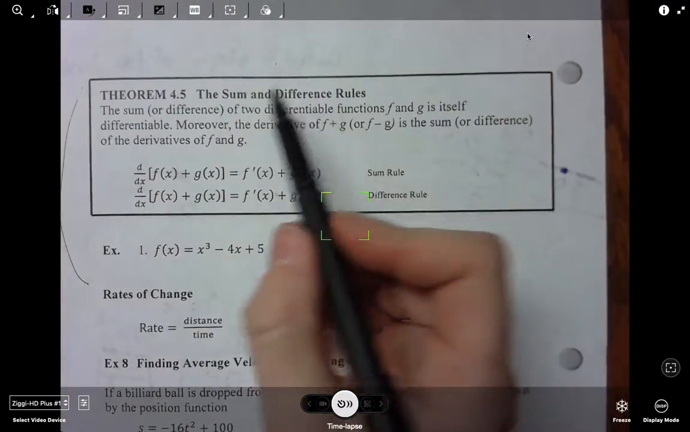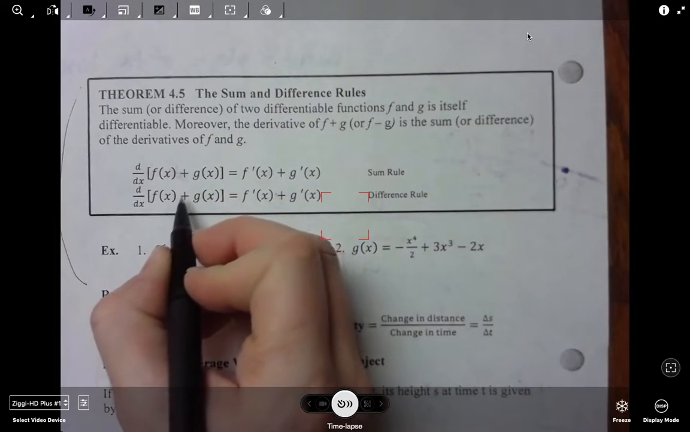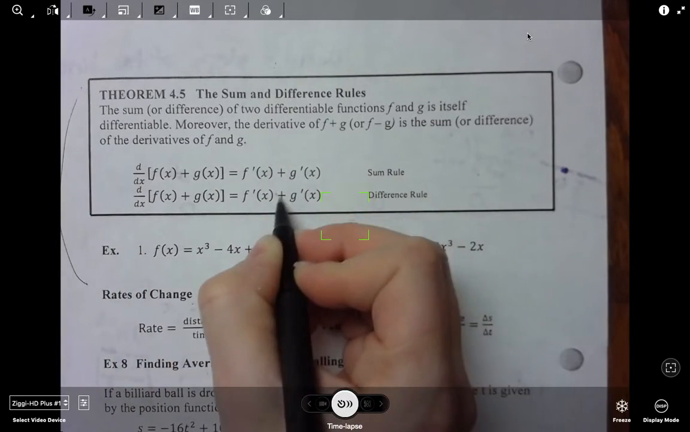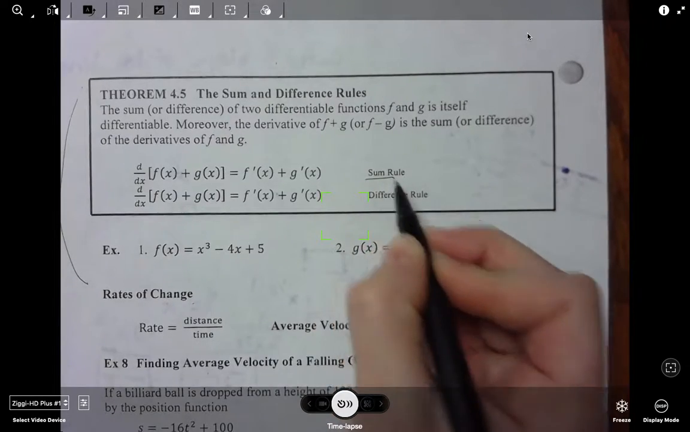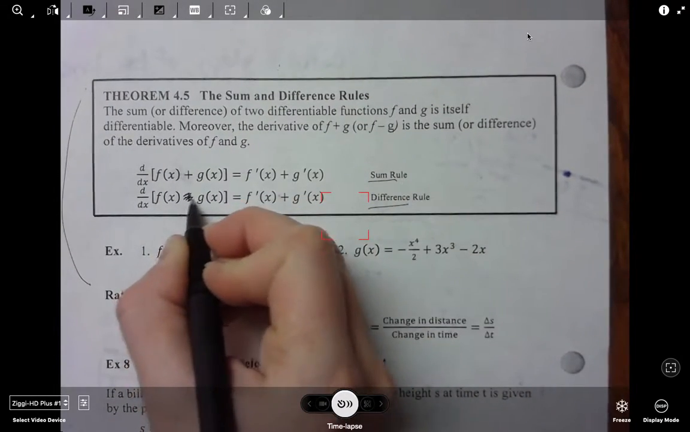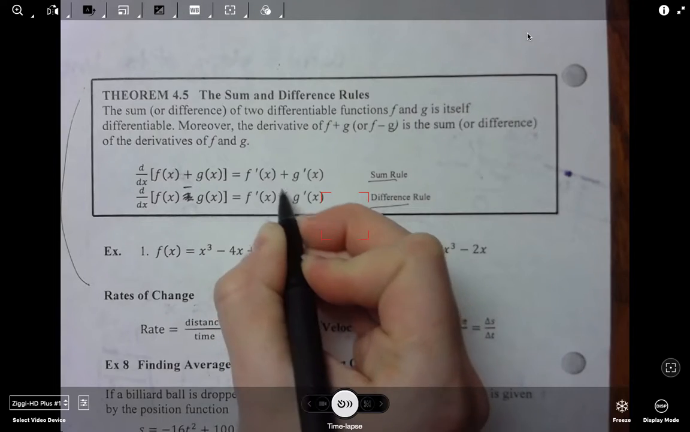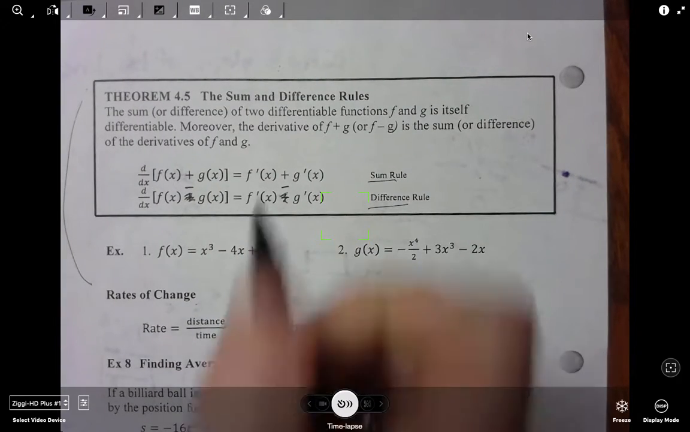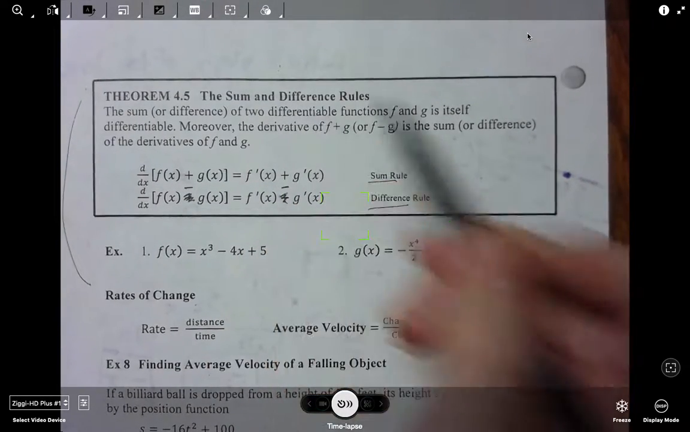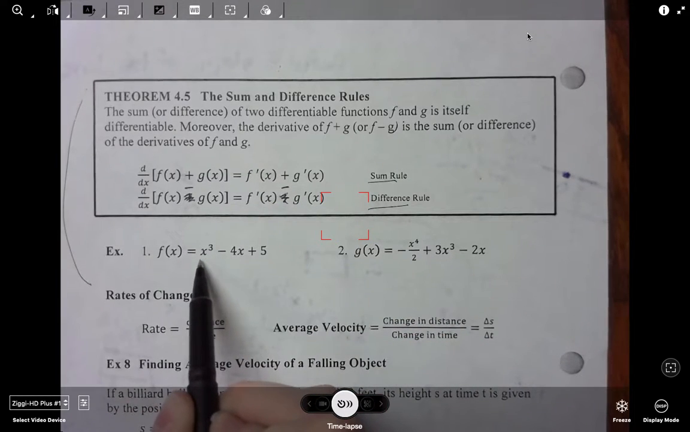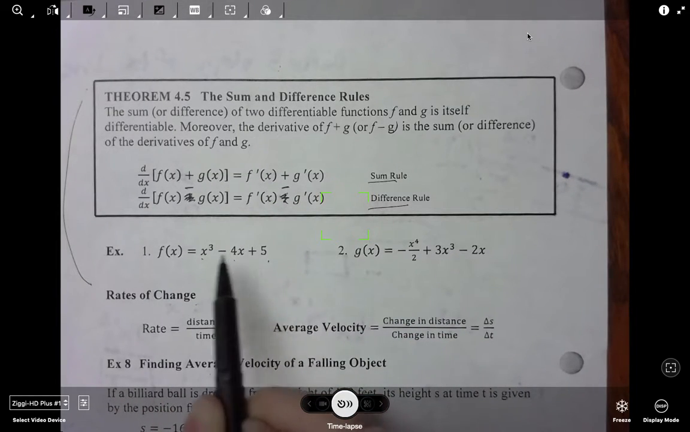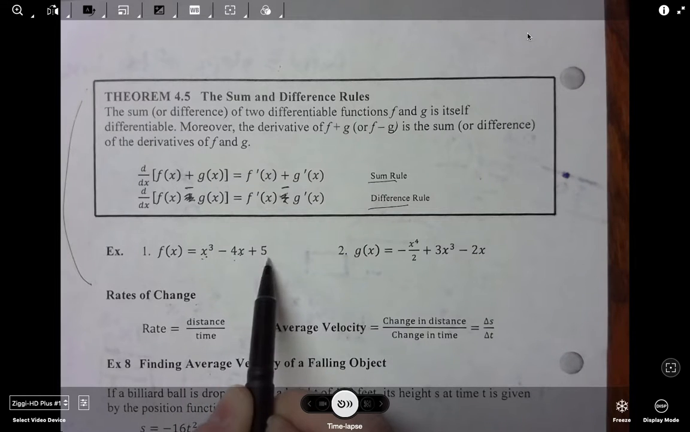So the sum and difference rules. I notice a typo here; I just copy-pasted it. This is the sum rule. The difference should have a minus in it, so this should be a negative symbol, and this should be a negative symbol. Sum and difference rules, all this means is that if I have pieces, like 3 pieces here, you're just going to take the derivative of each piece individually.